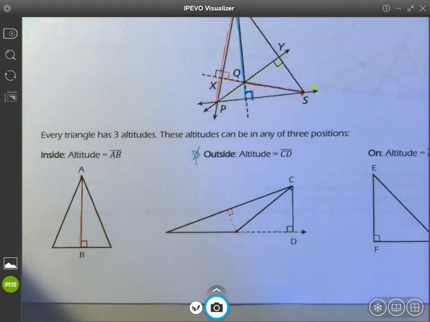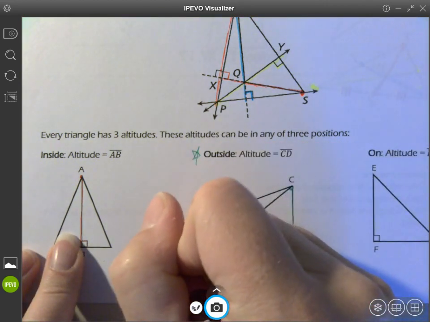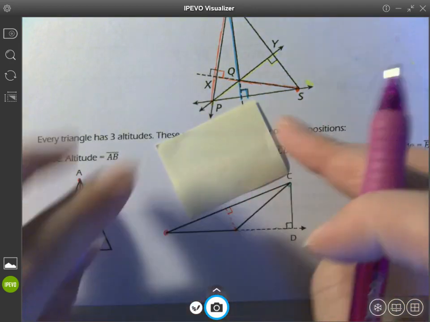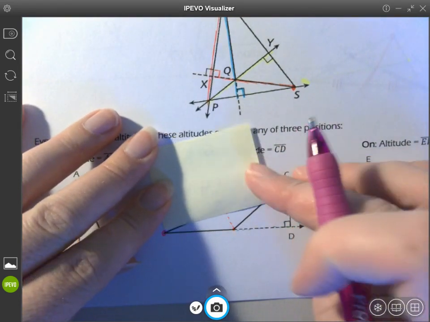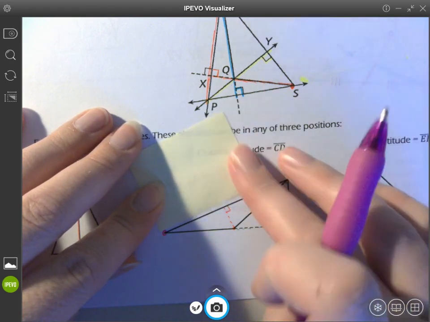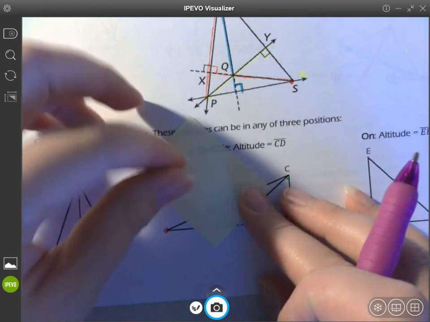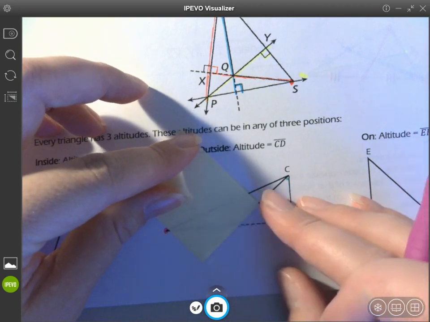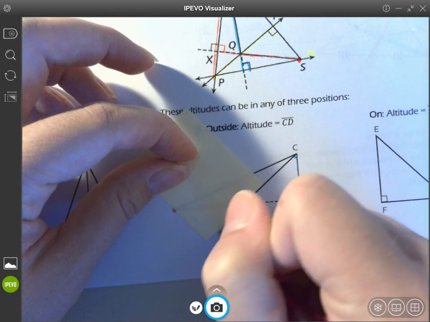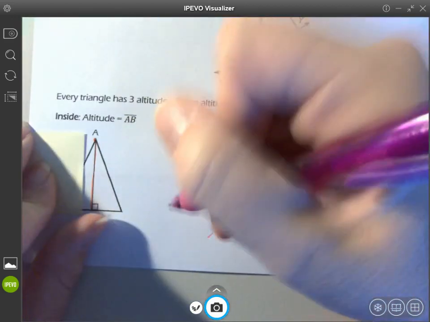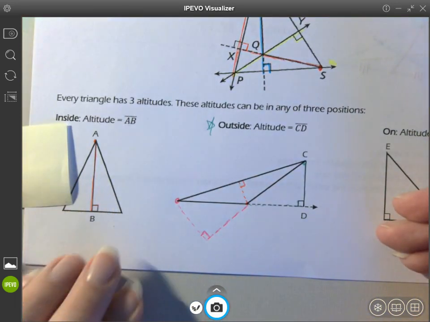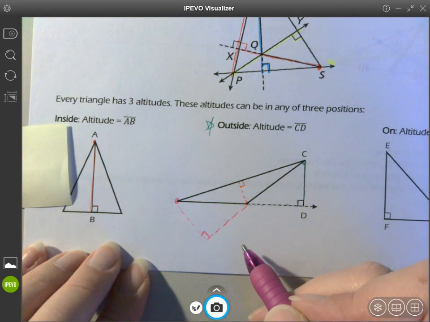Same thing here. If I wanted to do this guy, look at this. No matter what I do, I can't get this, guys. Look, I'm trying to connect here. That's not a 90-degree angle. If I go that way, it's not even close. But if I swing it this way, do you see it? It's not easy to see, but I would have to extend this line, and then I can connect. So my altitude might be outside of my triangle. I think this is one of the hardest ones to see.